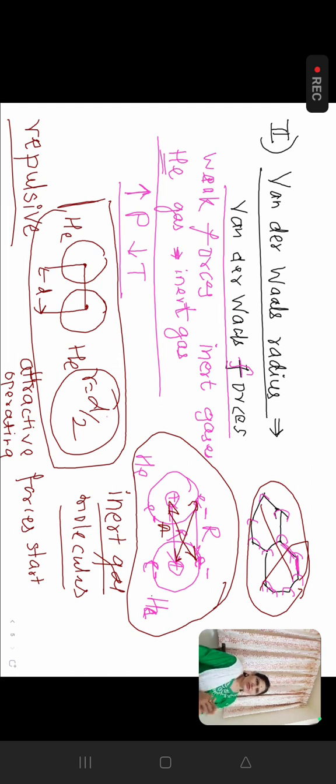Ma'am, how many examples are there of covalent molecules? There are many. Whatever covalent compounds are there, if we measure the radius, these are covalent radius only. In case of inert gases, van der Waals radius is measured. So all of you write: van der Waals radius is always greater compared to the covalent radius.